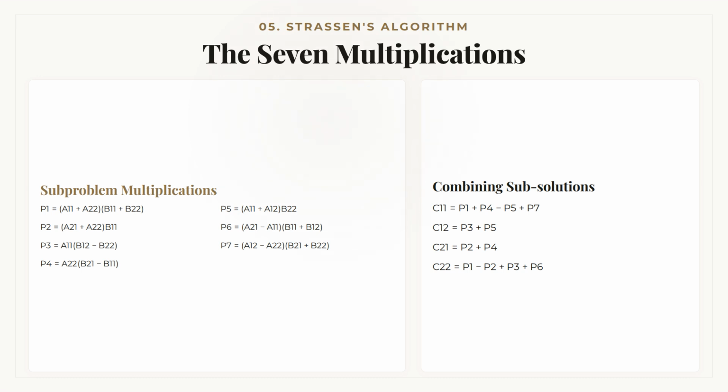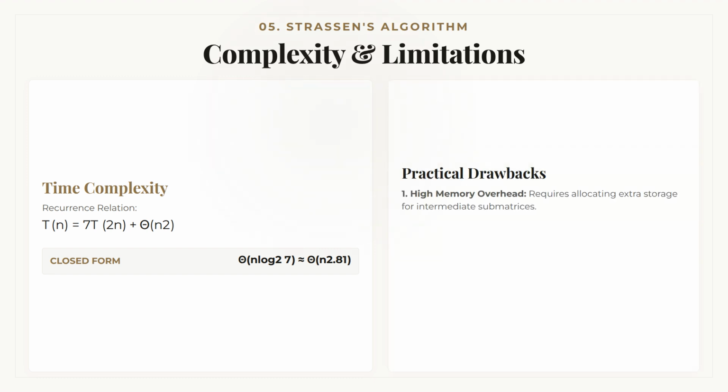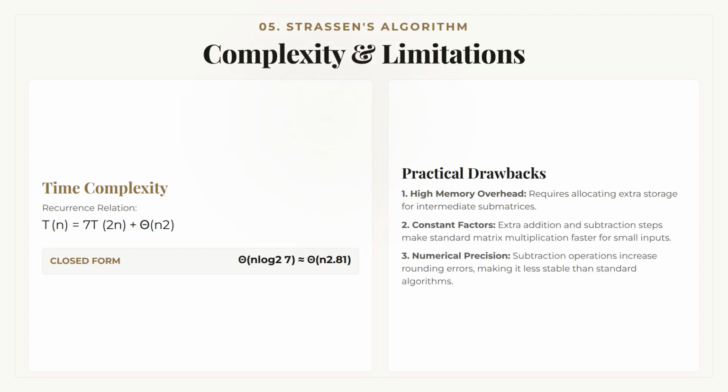However, Strassen's algorithm also has some limitations. It requires additional memory for temporary matrices. It performs many additions and subtractions, which increase the constant factors. For small matrices, the conventional method is often faster. Furthermore, Strassen's algorithm can introduce numerical errors because of subtraction operations. Despite these limitations, Strassen's work opened the door to a new era of research on fast matrix multiplication algorithms.